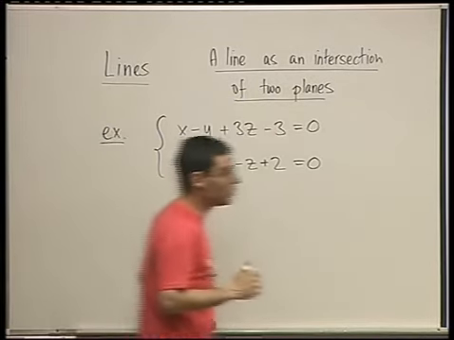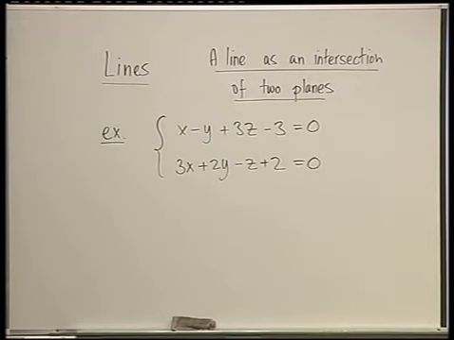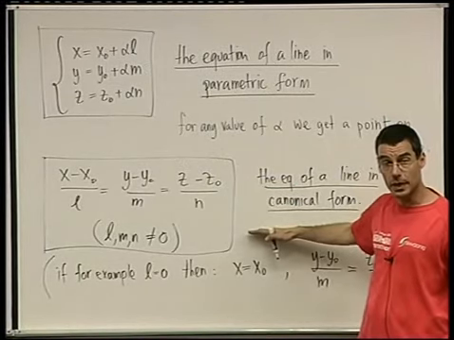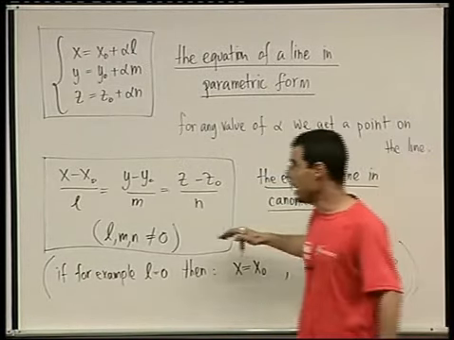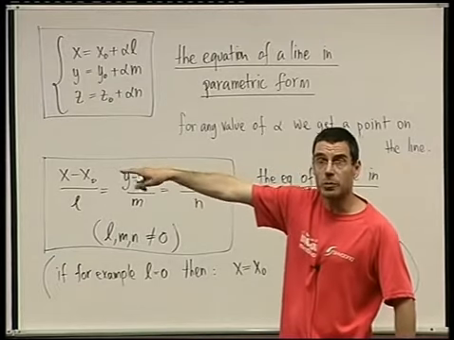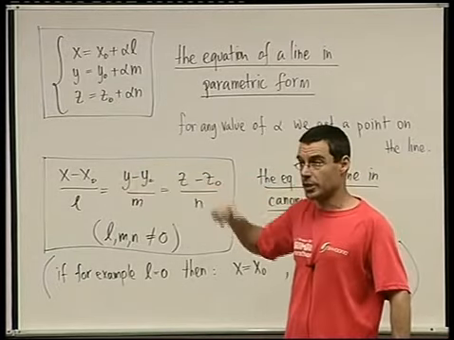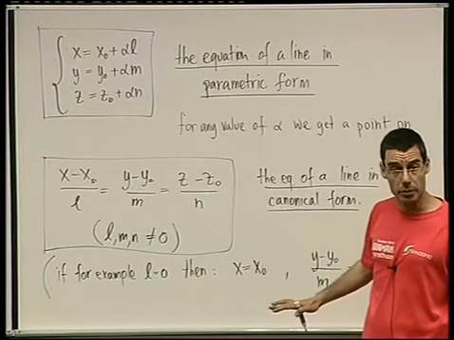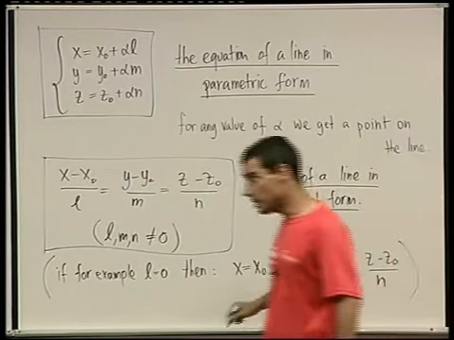But we're not used to writing lines like this. We saw two different ways of writing lines. I left them here on the board. If you look here a second, we had the parametric form and the canonical form of the equations for a line. So that's what we want to do. We want to somehow convert that line, which is given as the intersection of two planes, and find it in terms of parametric or canonical form, or both. Okay? So how do we do it?